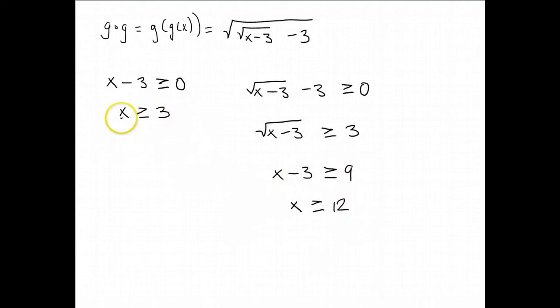For instance, we can't use this domain because if we pick something like 4 and we substitute a 4 in here, 4 minus 3 is 1. The square root of 1 would be 1. But then 1 minus 3 gives us a negative number. We can never have a negative value under the radical.